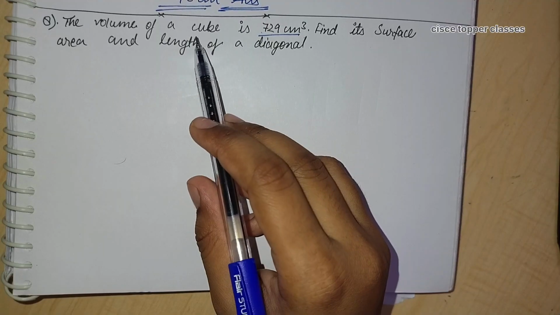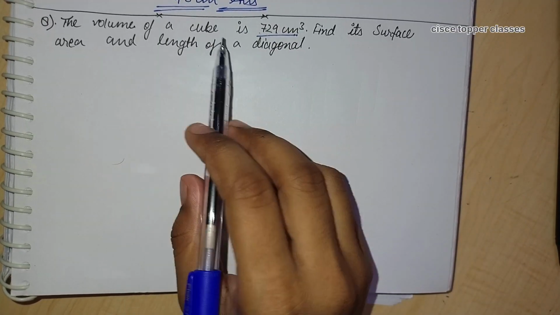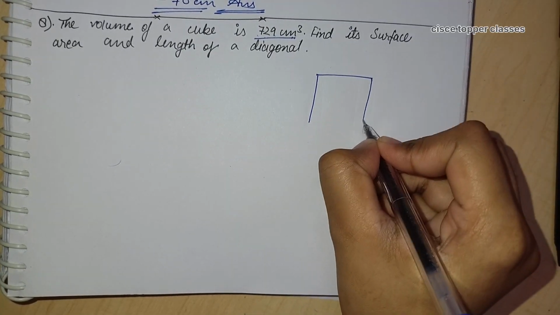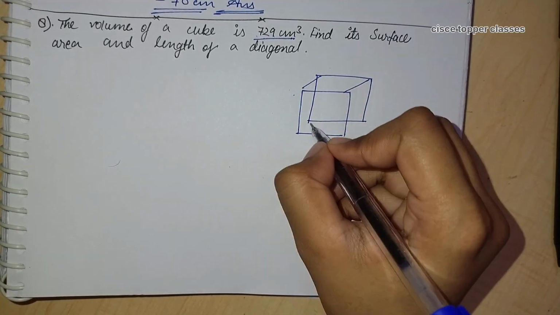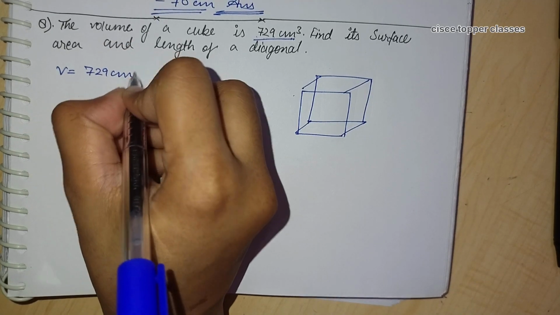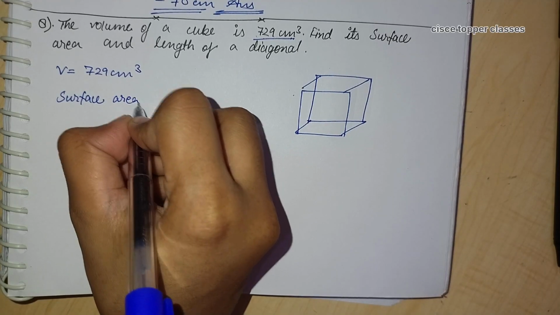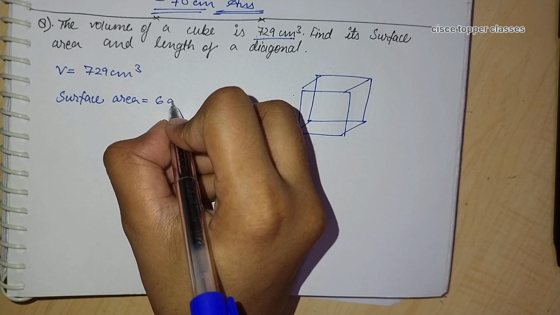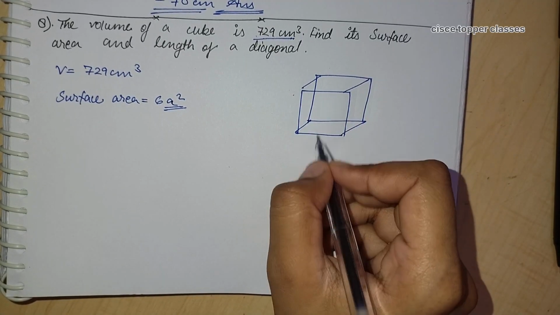Now let us solve the eighth question. The volume of a cube is 729 centimeter cubic. Find its surface area and the length of diagonal. So here let this cube be like this. The volume is given to us as 729 centimeter cubic. Find its surface area. The surface area of this cube will be 6a square, if we know the edge of this cube.